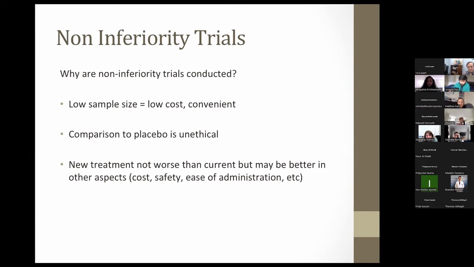And then the third thing is the new treatment may not be worse than the current treatment in terms of its efficacy, but it may just be better in terms of other aspects like safety or ease of administration, cost, and other things. So a non-inferiority trial is more applicable in these cases.